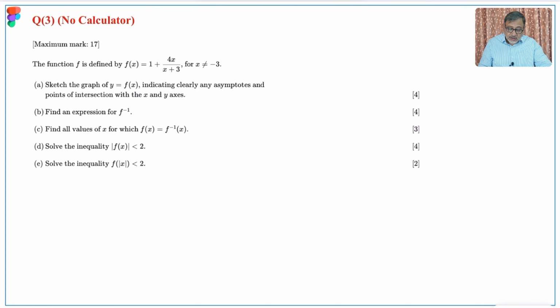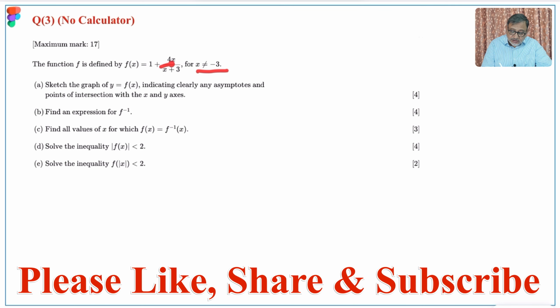End of this question. Now question number 3. This is the last question, because I am choosing a few questions, as I am going to cover most of the past paper questions towards the end of this syllabus. Okay, let us see the question. The function f is defined by f of x equals 1 plus 4x over x plus 3, where x is not equal to negative 3, because the denominator should not be 0. Sketch the graph of y equals f of x, indicating clearly any asymptotes and the points of intersection with the x and y axes.